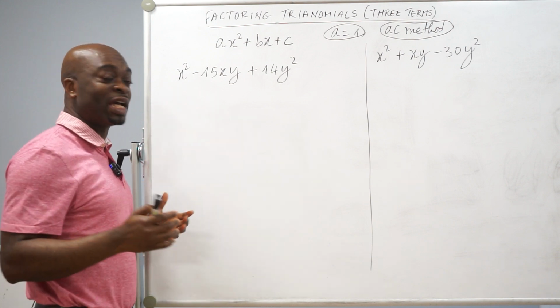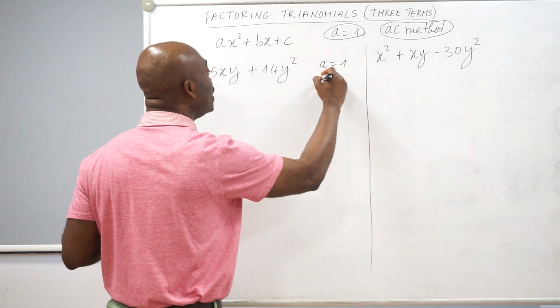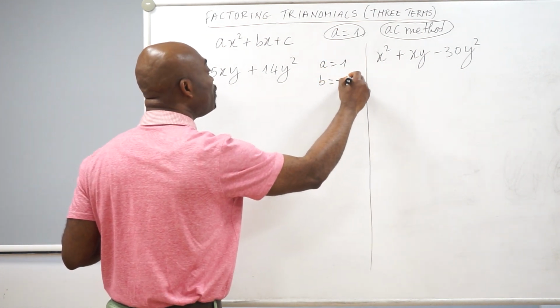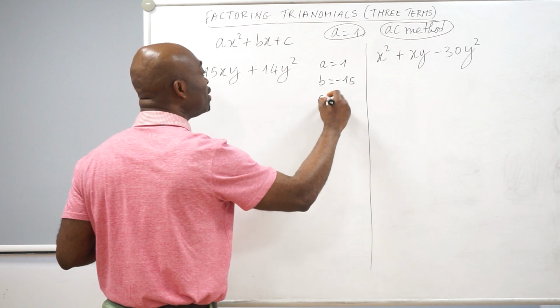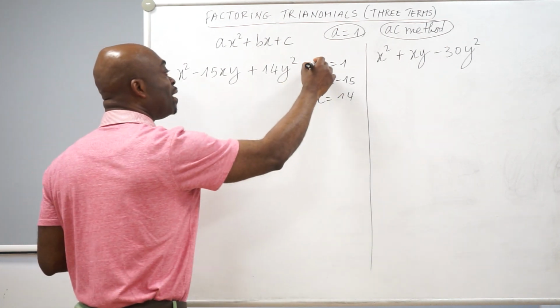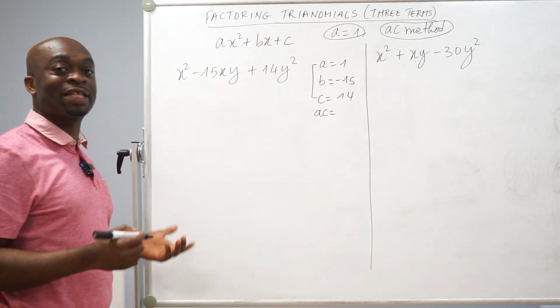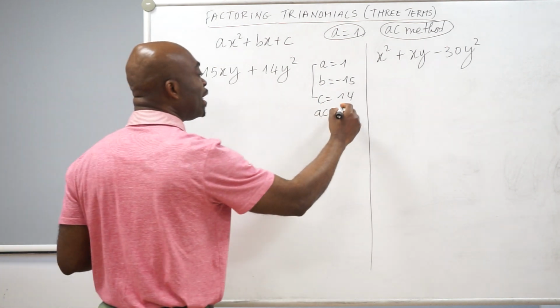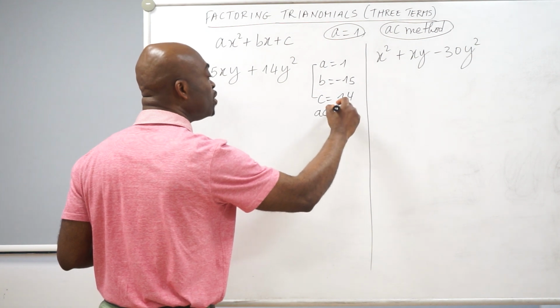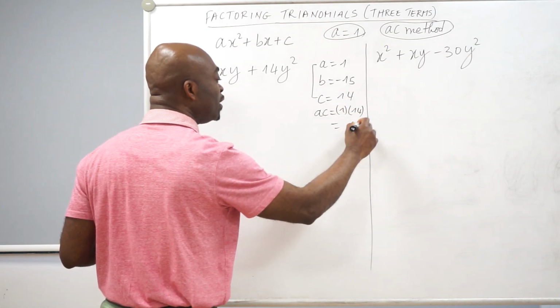So the first thing we said we got to do is to pull out a, b, and c, right? A equals 1, b equals what? Negative 15, c equals what? Positive 14, right? And then we can multiply a by c to get ac, and then 1 times 14, okay, is going to give us 14. So it's 1 times 14, which is going to give us 14.